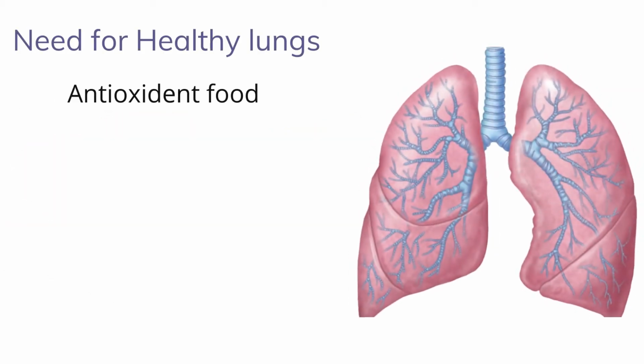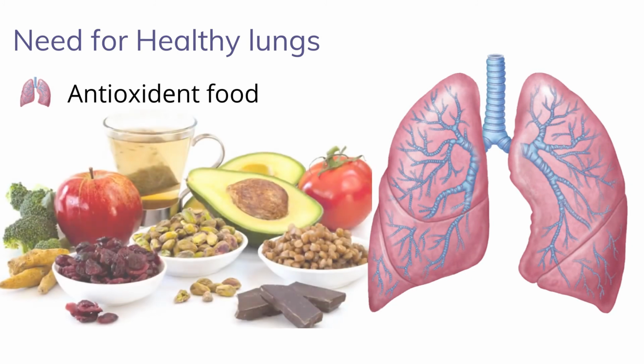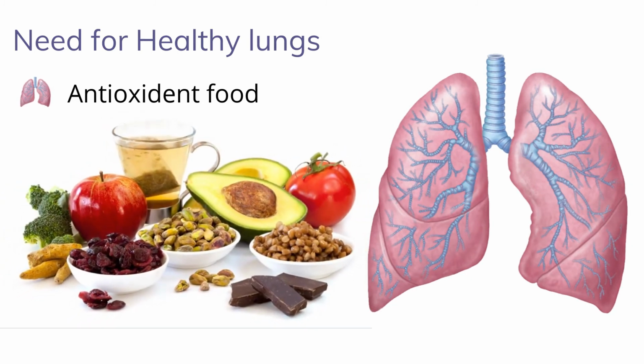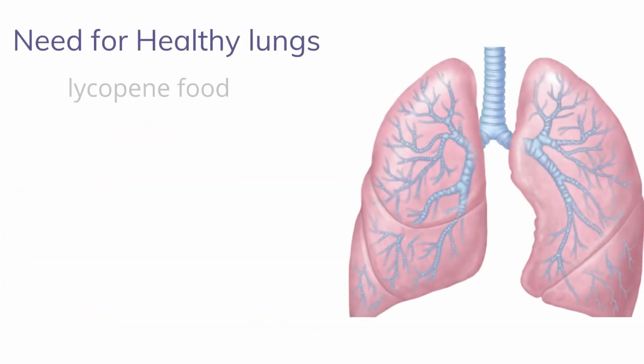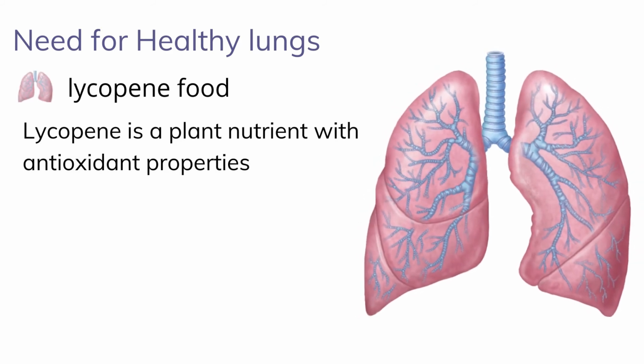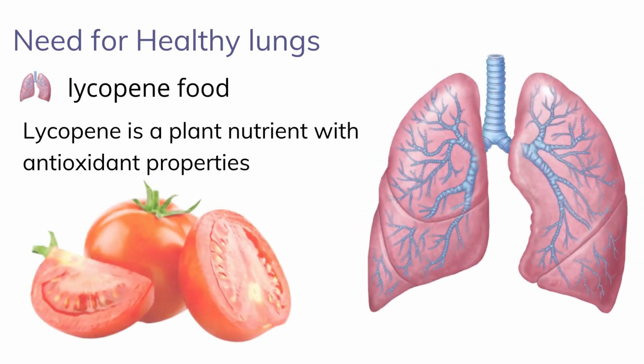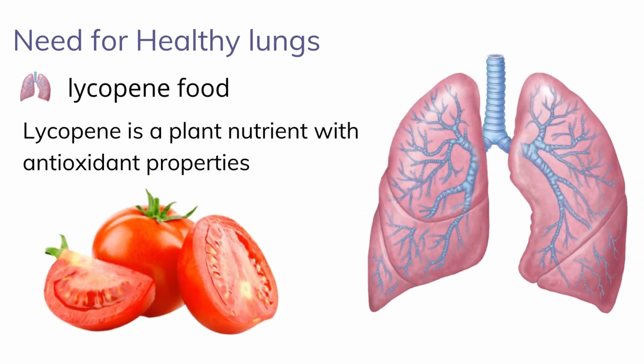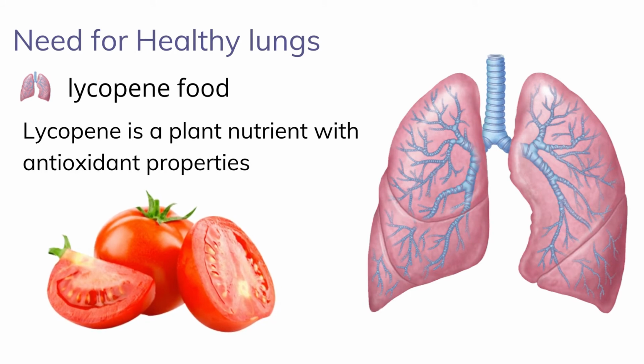Red and blue fruits like blueberries and strawberries are rich in antioxidants. Tomatoes are the richest source of lycopene, which is linked to lung health. Eating more tomatoes or tomato products like tomato juice can improve airway inflammation.